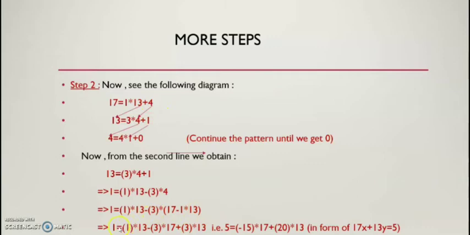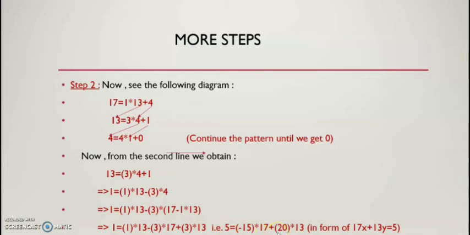Now after evaluation, 1 equal to 1 into 13 minus 3 into 17 plus 3 into 13, we will just calculate it, equal to 5. We have just multiplied by 5 on both sides, like 5 equal to minus 15 into 17 plus 20 into 13. And this is in the form of 17x plus 13y equal to 5. So what is our main intention? Using this line, our main intention is to generate a form that is 17x plus 13y equal to 5. Here we have got the same pattern, 17x plus 13y equal to 5. Hence we have obtained a solution, that is x equal to minus 15 and y equal to 20.